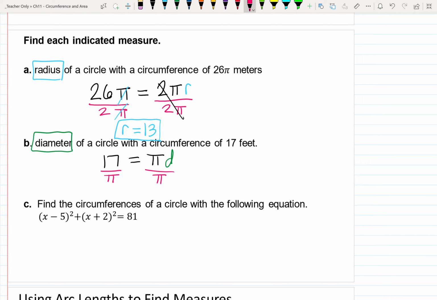But here 17 is just the circumference. It doesn't give us pi. So here we're going to have to throw in our calculator, and we're probably going to have to round. So our diameter equals 17 divided by pi, which is, again going to 2 decimal places, 5.41 feet.